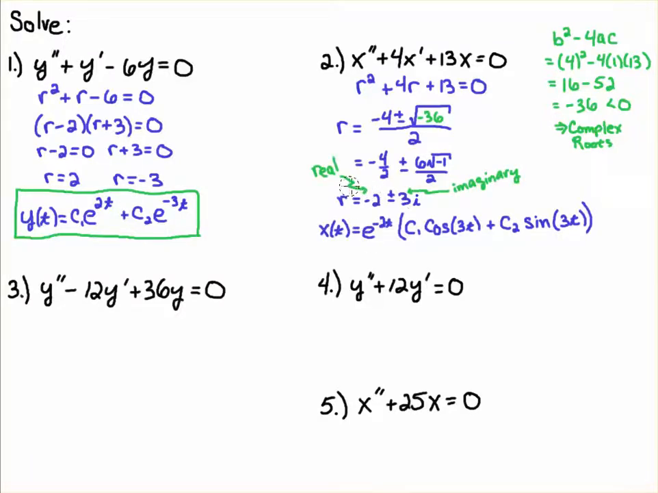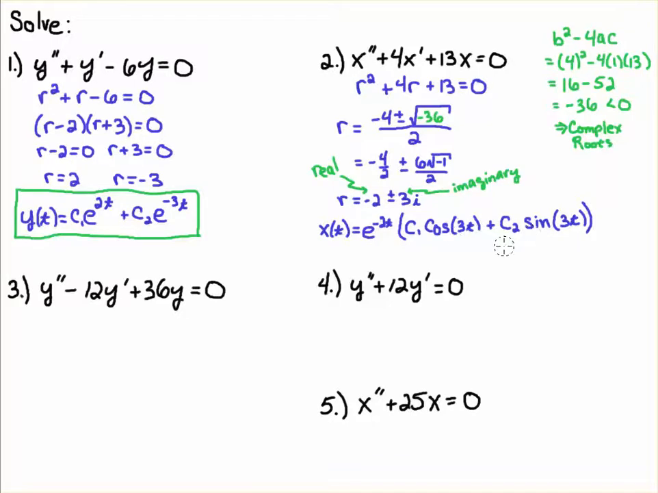The minus 2 is the real part, the 3 is the imaginary part, and so the form of our solution looks like this. We have an exponential e to the minus 2t, and then I take the 3 and I plug it into the cosine and the sine, and I put my arbitrary constants, and we're done with the problem.